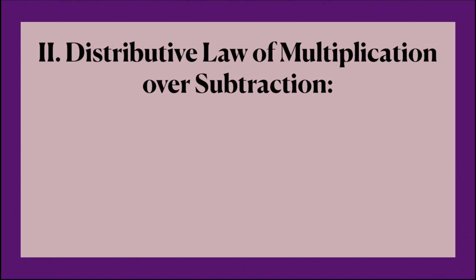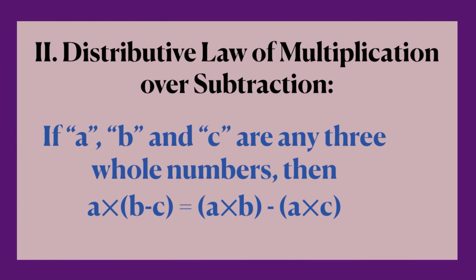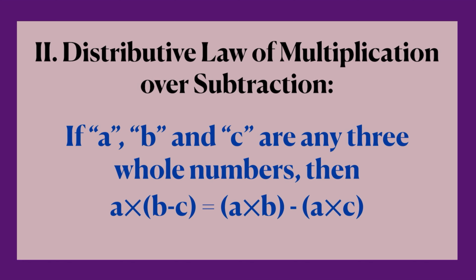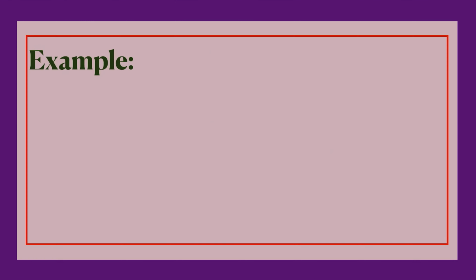So let us learn about the distributive law of multiplication over subtraction. If A, B and C are any 3 whole numbers, then A multiplied by (B minus C) within the bracket is equal to, within a bracket, A multiplied by B minus, within another bracket, A multiplied by C. Okay, so let us take one example here.